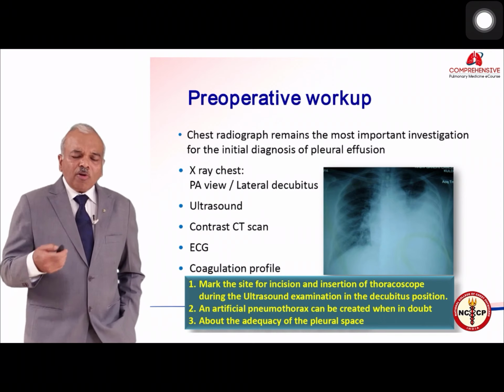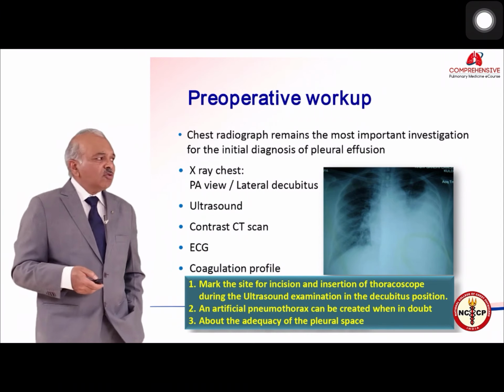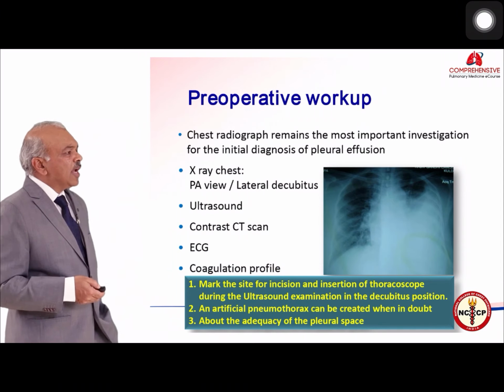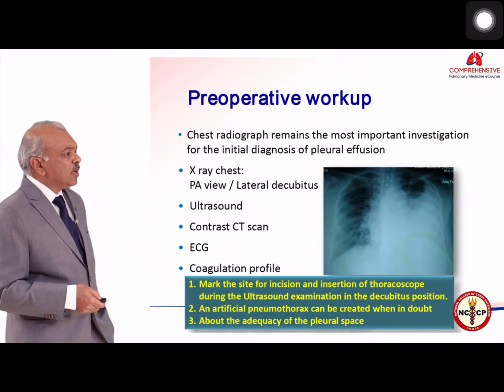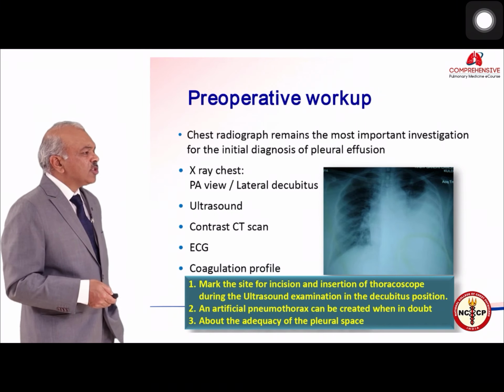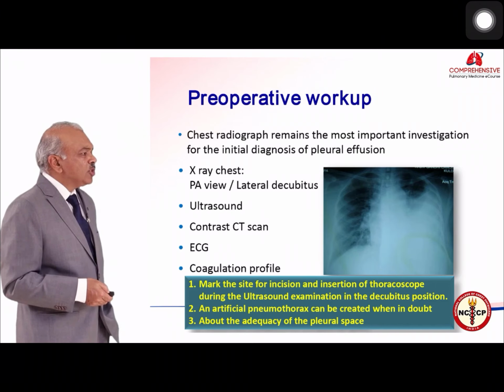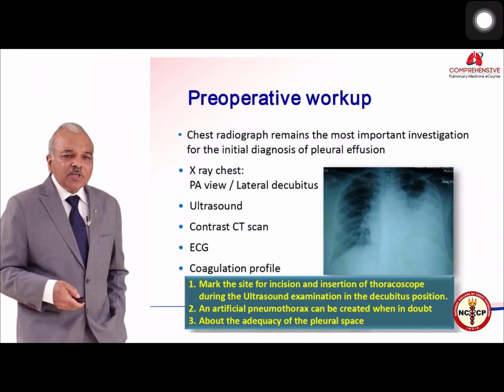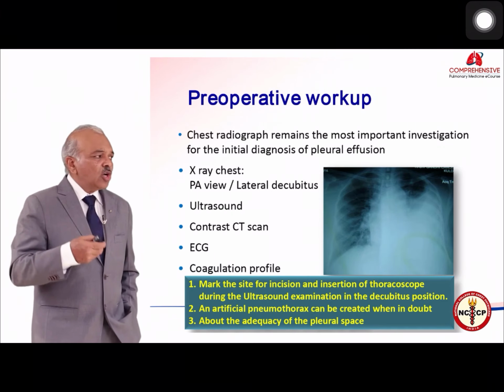Now, the usual workup that you do for a patient with thoracoscopy is that a chest radiograph is taken. It would look something like this picture here, which is showing a large pleural effusion. You may take a lateral decubitus film if you feel that the fluid is not much.